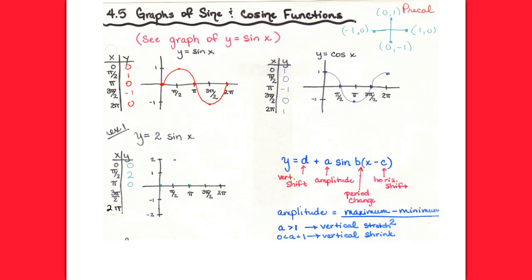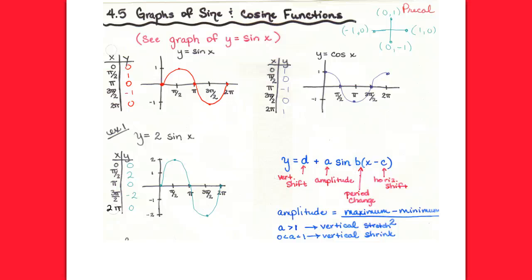If I plug in pi, sine at pi is 0, double that, I still have 0. Plug in 3 pi over 2, sine is negative 1, double that, I have negative 2. And then 2 pi, sine there is 0, double that, and I still have 0. So if I connect those dots, sure enough, I have exactly what I thought I was going to. I have that sine curve that's going twice as high and twice as low.